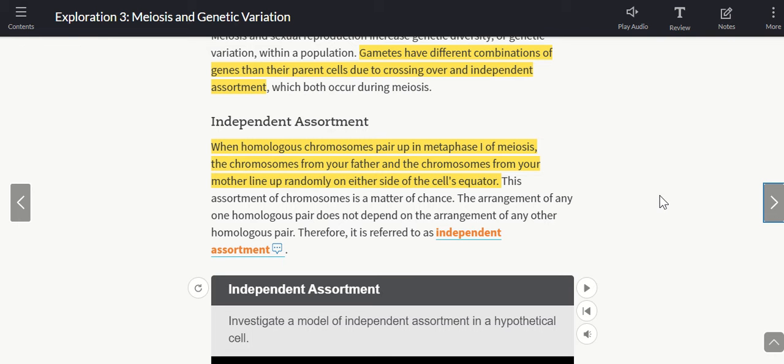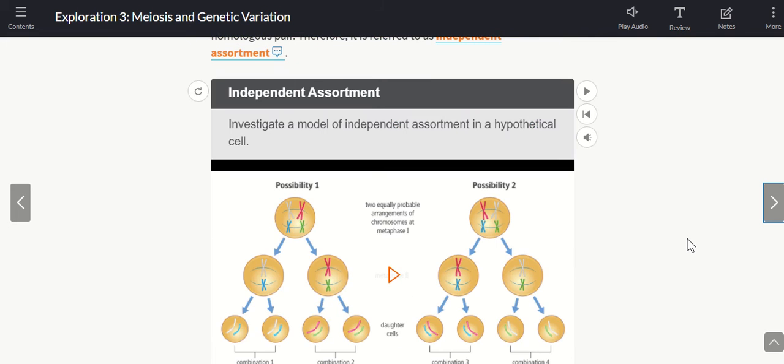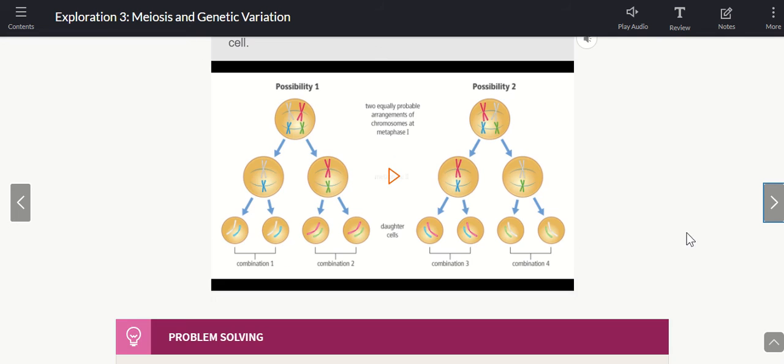All right. And so this is called independent assortment, and it provides us with our first example of genetic variation, because sometimes the chromosome from your dad gets added to the gamete, sometimes the chromosome from your mom gets added to the gamete, but the combination is different every single time. Okay. Here's kind of a look at that.